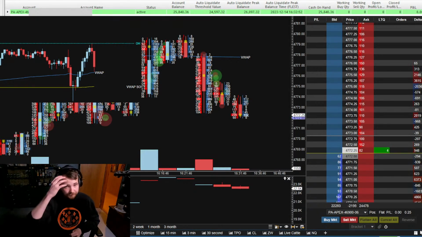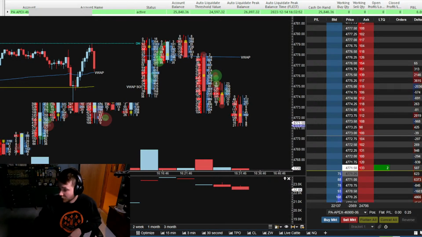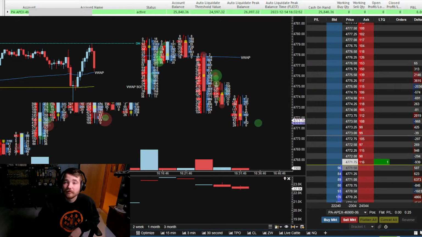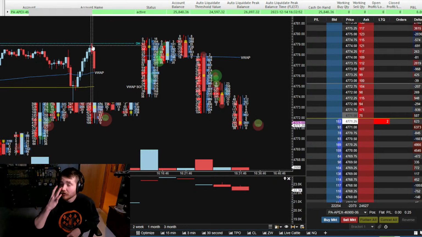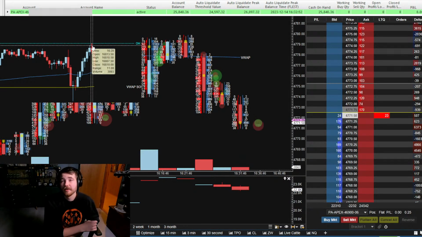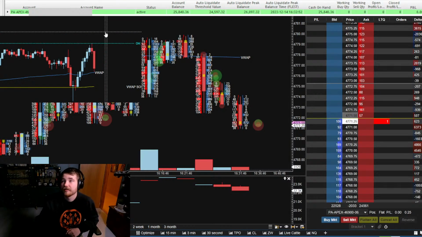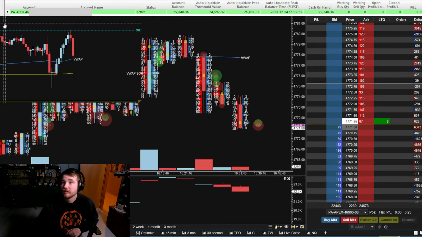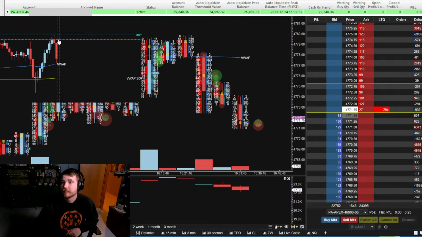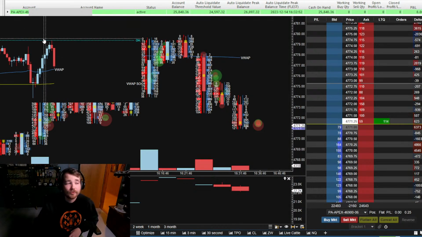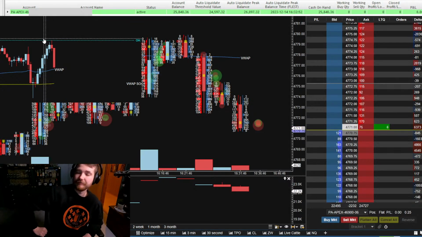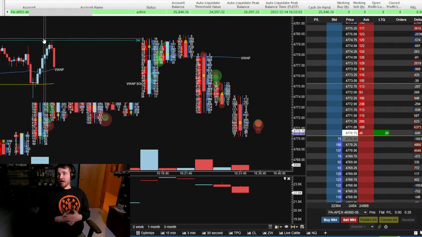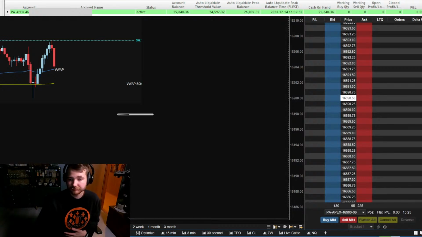Alright. So now it looks like we have a small rejection at the overnight high. It actually tagged it, well, it went a little higher than the previous overnight high. But yeah, pretty good rejection there. It was at VWAP too. Oh, we have the ES.